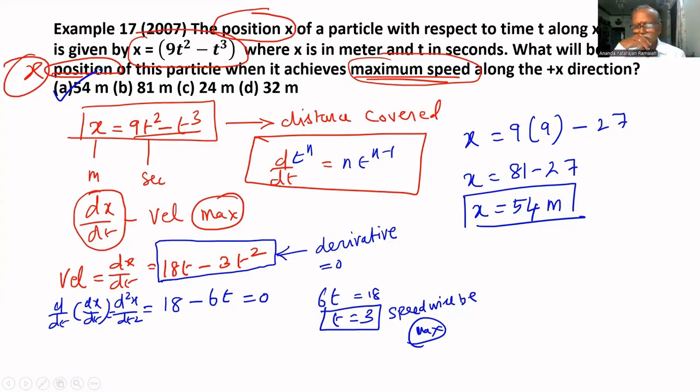Any doubt in this sum? புரியலனா கேளுங்க.